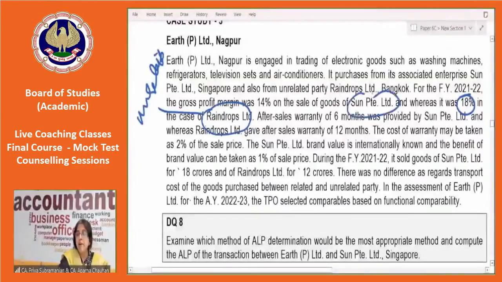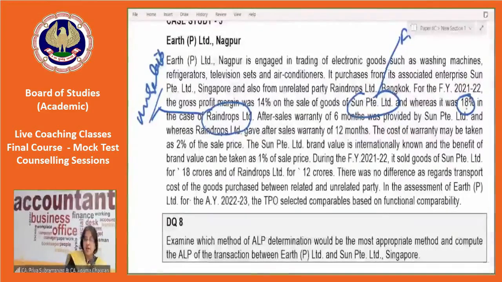Sun Private Limited is an associated enterprise. So we have to take into consideration the GP margin of the unrelated party, and proceed to determine after making functional adjustments. Functional adjustments in this case relate to sales warranty and brand value. These two are the functional adjustments. They say there's no difference in transport cost.